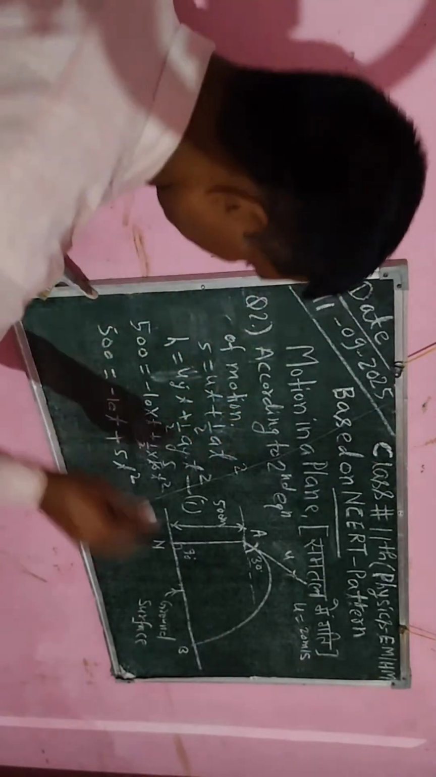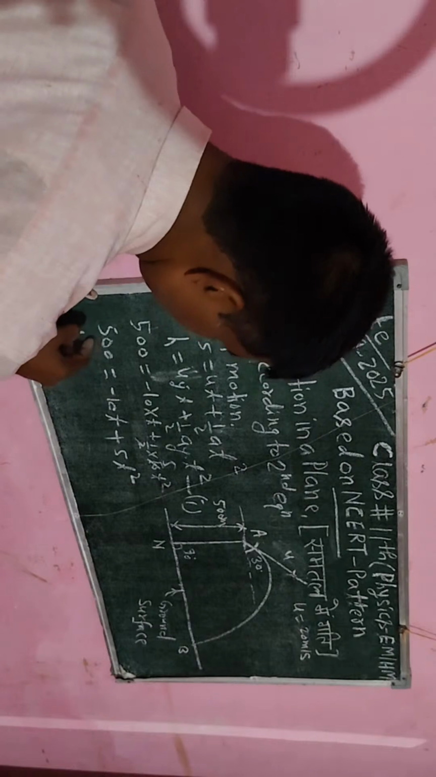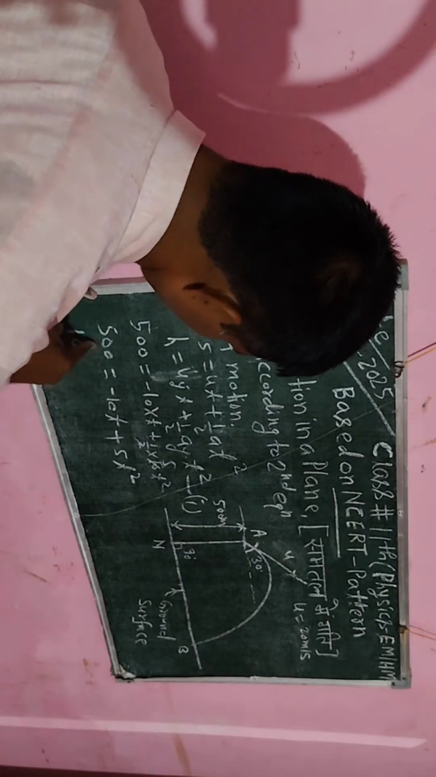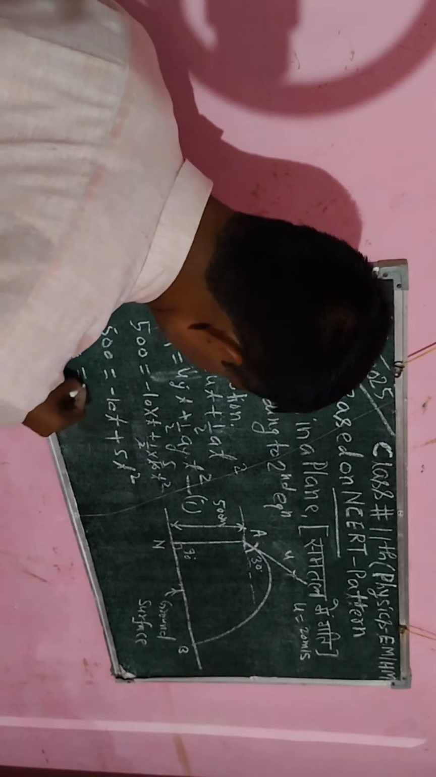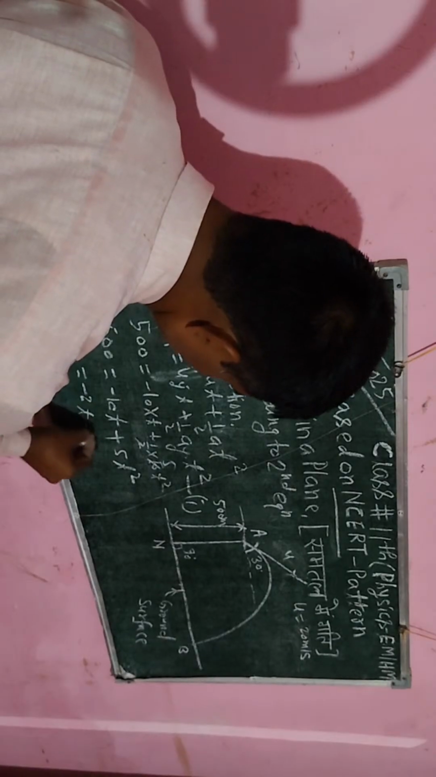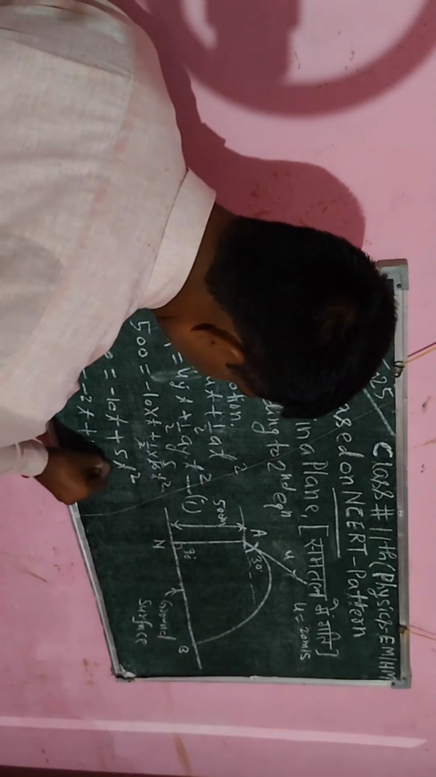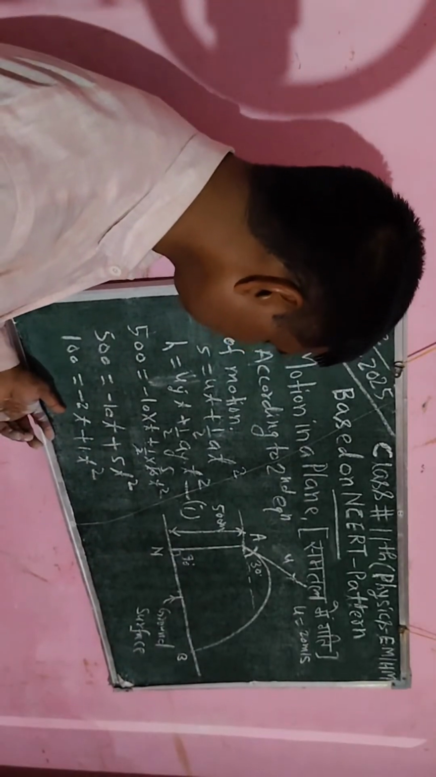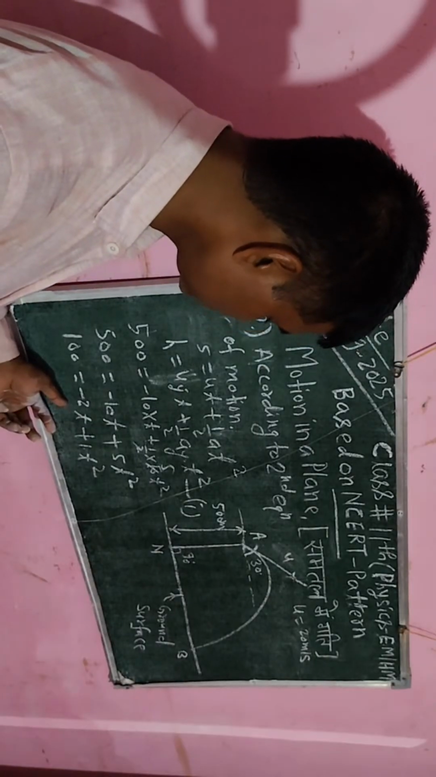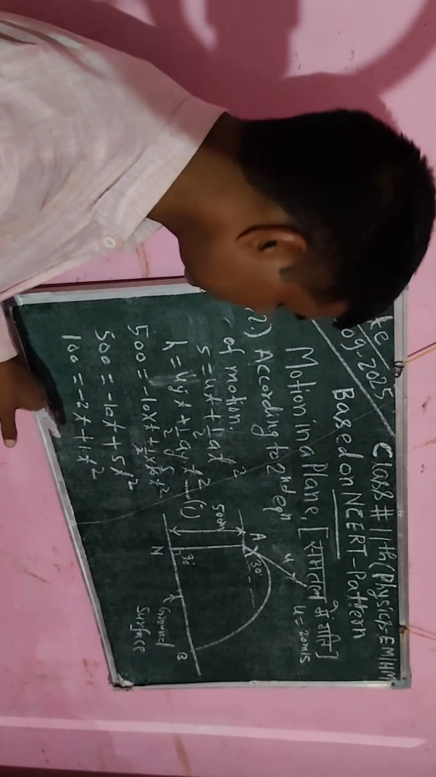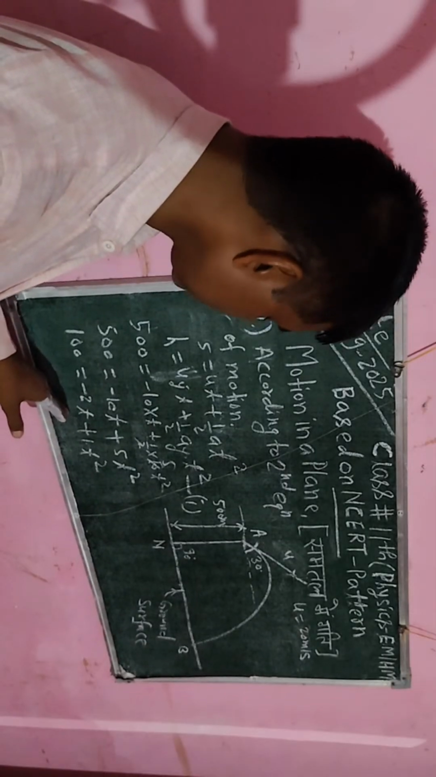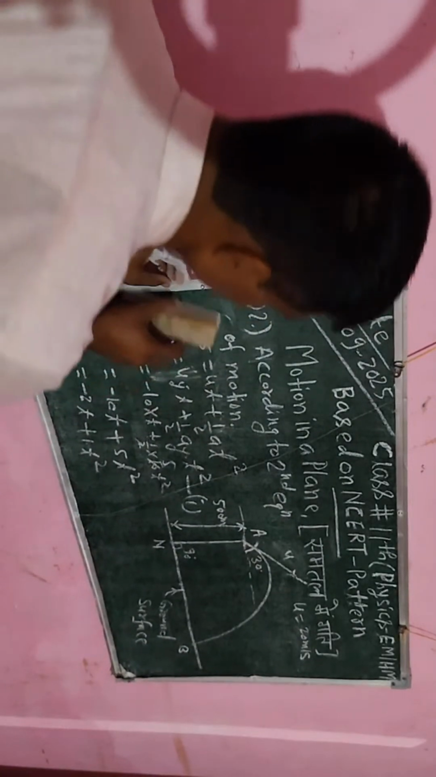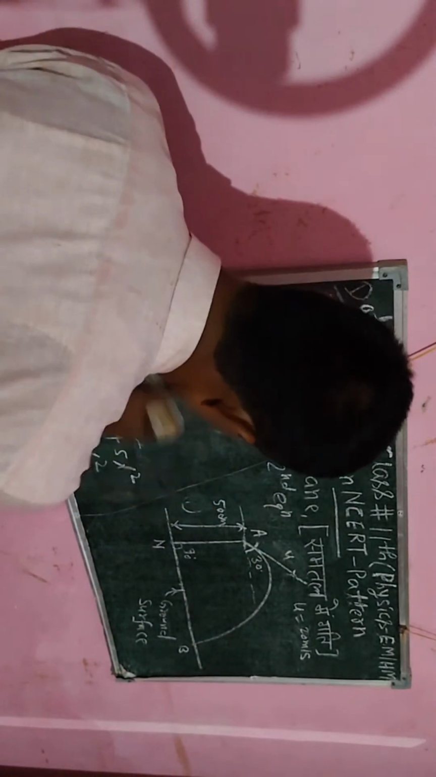Again I will divide by 5 on both sides, so 500 divided by 5 will be 100. Here 5 into 10, and this will be 5 into 5. So here I have got an equation in t. I will use the completing the square method to find the value of t. Okay, so for the above data I will edit, and after editing I will calculate the value of t.